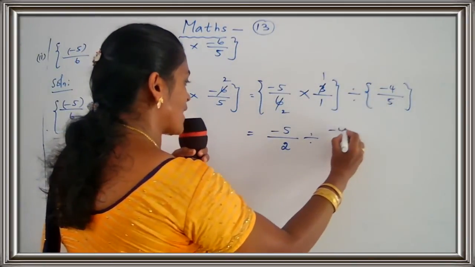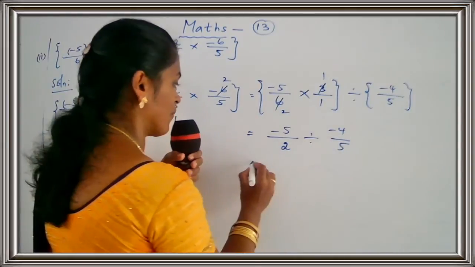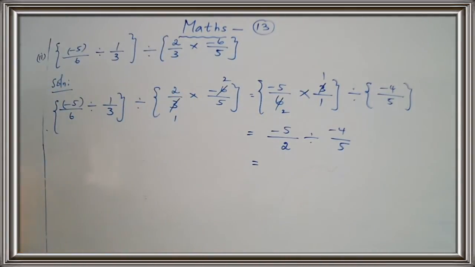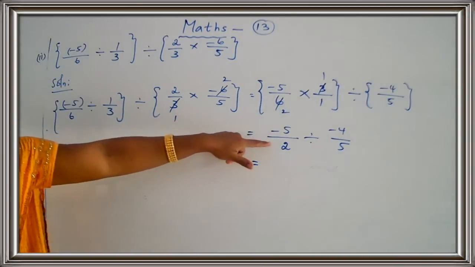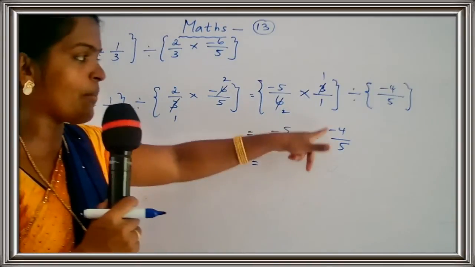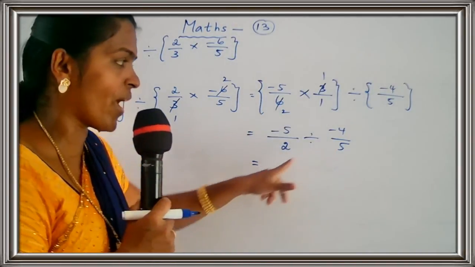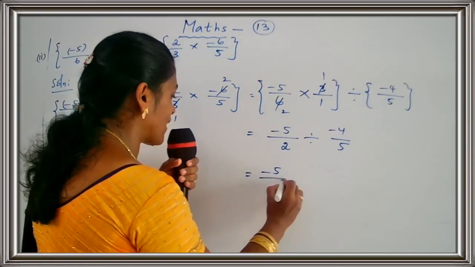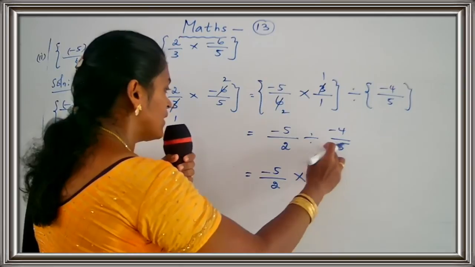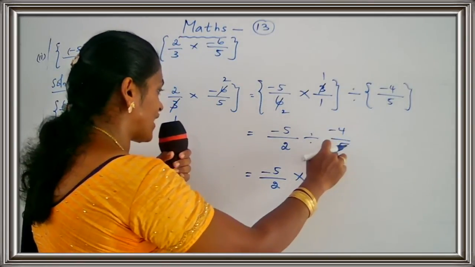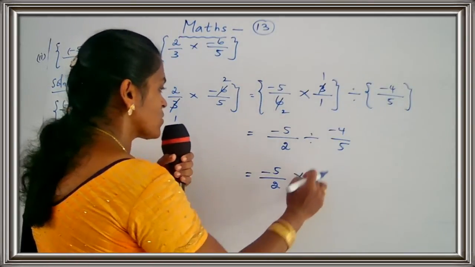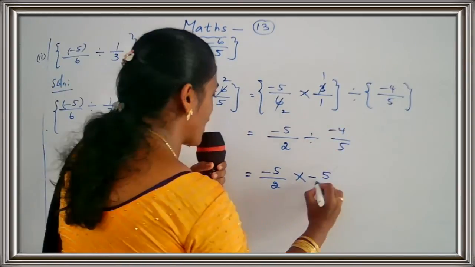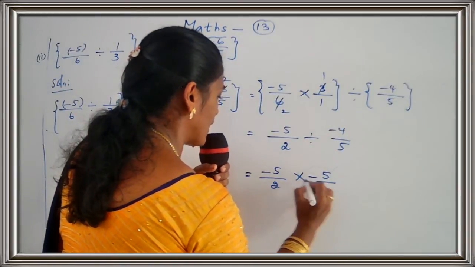Now, any common factors between numerator and denominator? No. So, in multiplication, we multiply numerator by numerator and multiply denominator by denominator. Okay. So, here numerator is minus 5 and minus 5. So, your answer is minus 5 into minus 5, minus into minus plus. So, 5 5s are 25 upon the denominator 2 and 4. So, 2 4s are 8. So, your answer is 25 upon 8.